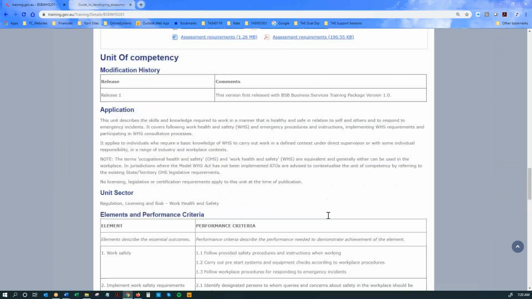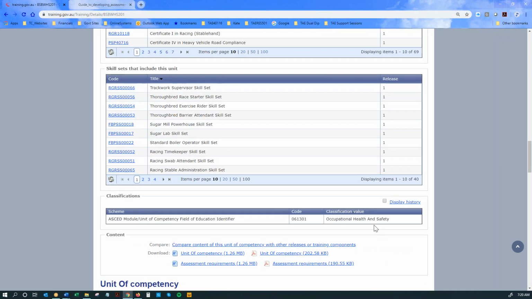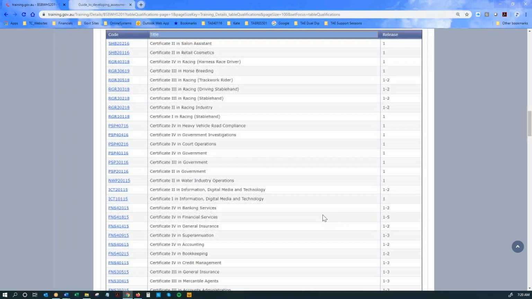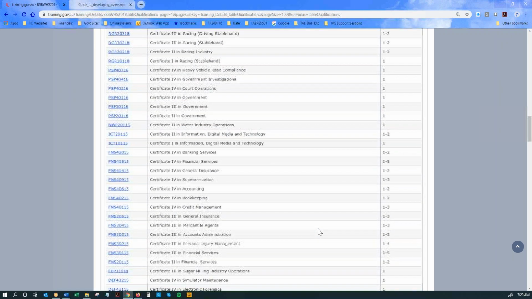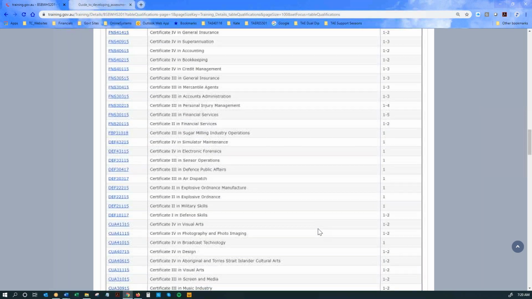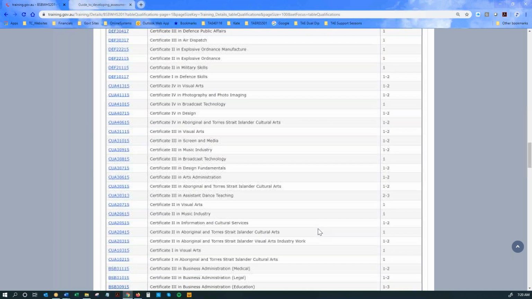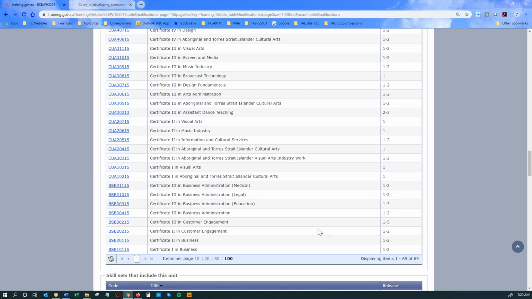If you scroll up and have a look at all the qualifications that this unit sits in, there's 69 of them. And if you look at the different industries that it sits across, you've got everything from hair salons to horse breeding to working in the government to financial services to working with explosives in the military, the music industry, really the list goes on.